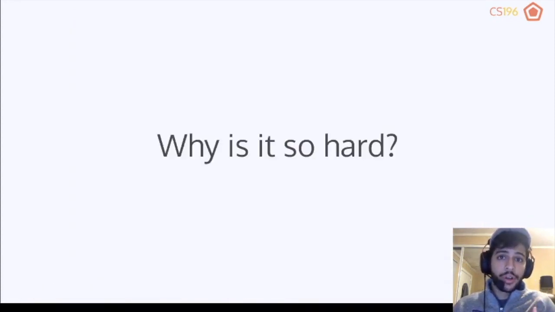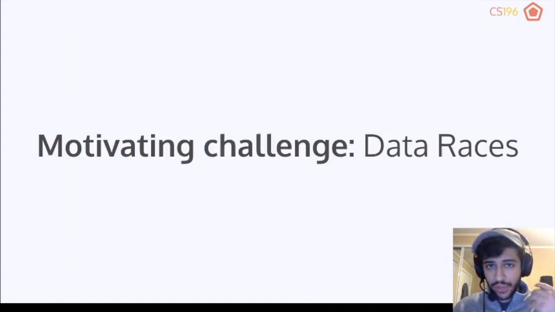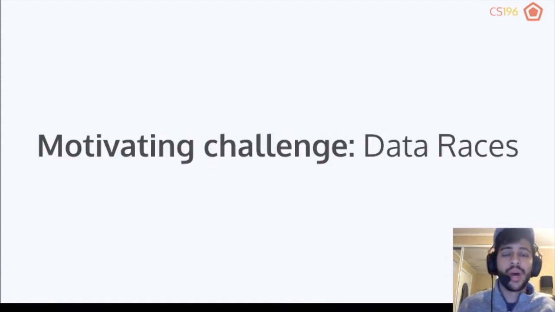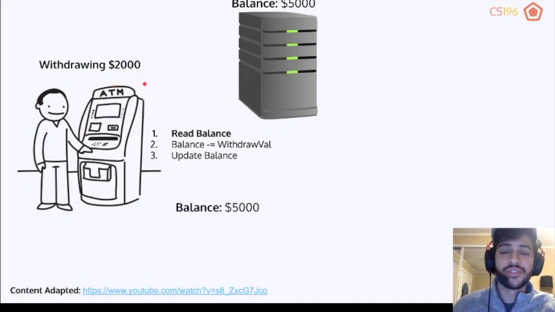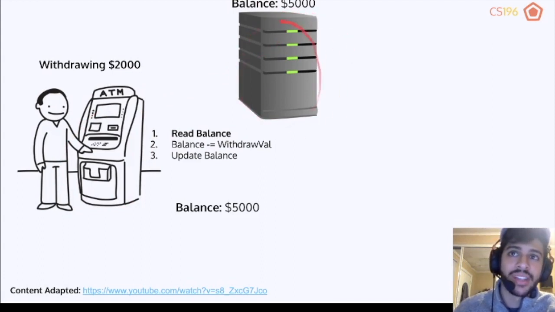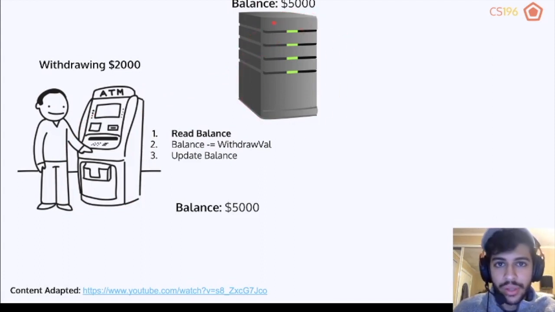So why is it so difficult? Let's go over just very quickly a motivating example of some challenges that are very common when working in a concurrent program. So here is, we'll call him Jeff. So Jeff is working on withdrawing $2,000 from his ATM. And so here's his ATM, and here is the server that the bank is using to hold all of the user data related to customers, and of course the user data includes the balances as well. So Jeff's balance is $5,000 in this server associated with the bank.